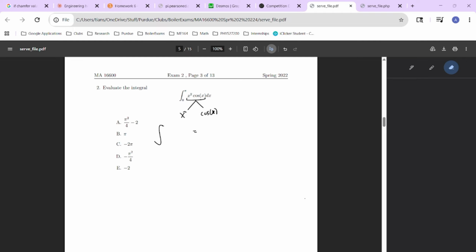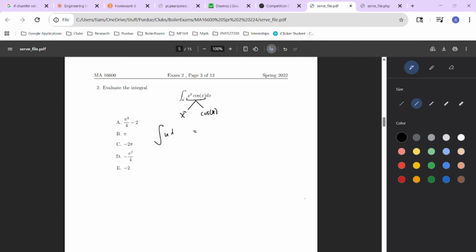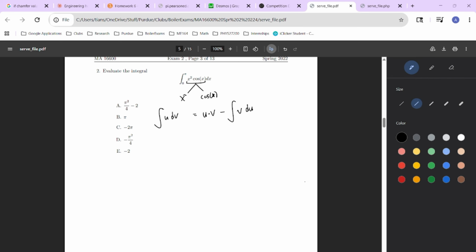I'll actually have to flip the variables around. The integral of u dv would be equal to the product of u multiplied by the integral of dv, which is v, and then minus the integral of v du. And as a review, this extends from the product rule.